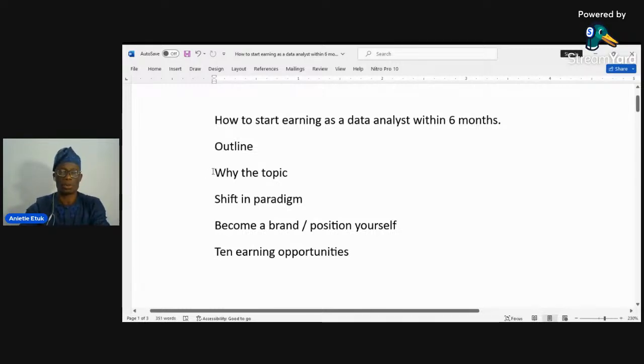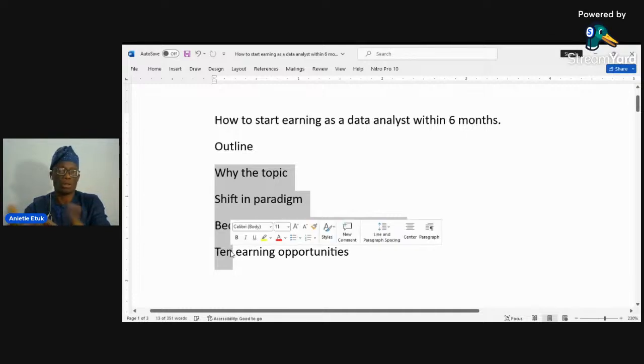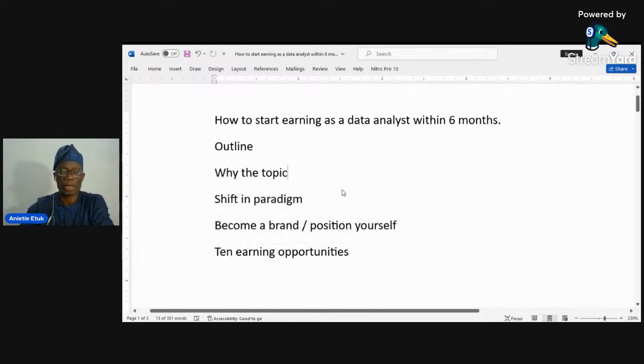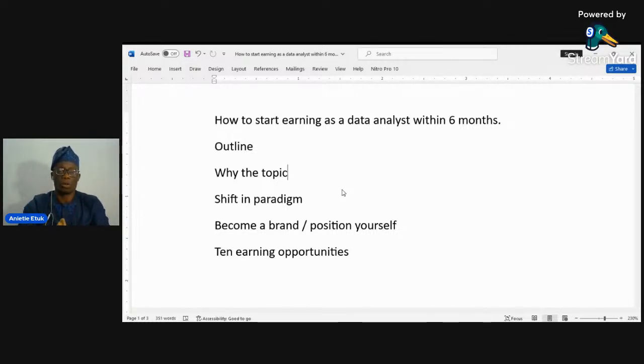So these are the 4 things we want to work on today. One, why the topic? I think this is clear enough. So why the topic? That's number 1. Then number 2, look at the shift. Certain things you should be conscious of. More like if we don't work on the foundation, it will be difficult to have other parts of the discussion.